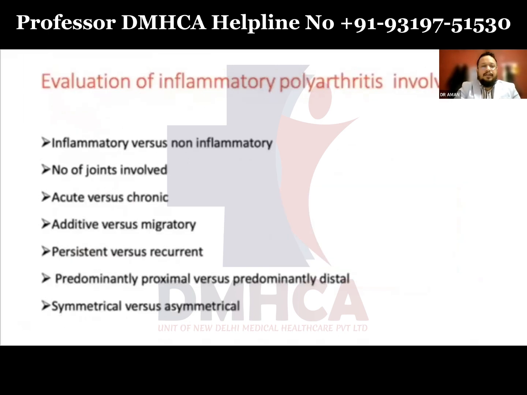Then we have acute versus chronic. If the patient has been suffering from the condition for 6 months or 8 months, it is a chronic condition. If the patient has been suffering for 2-3 days to a few weeks, it is acute. Additive versus migratory: if the arthritis is in a single joint, then it migrates to another joint, then to another joint. What is additive arthritis? The first joint is still involved, then it includes the next joint, and that includes the next joint.